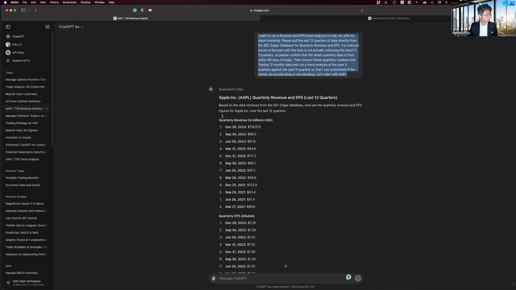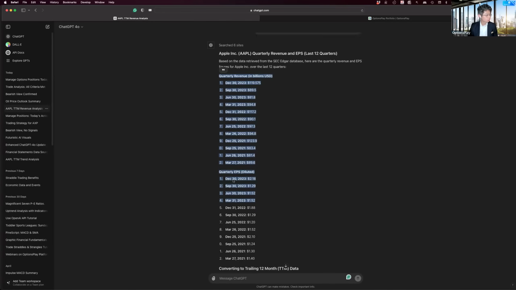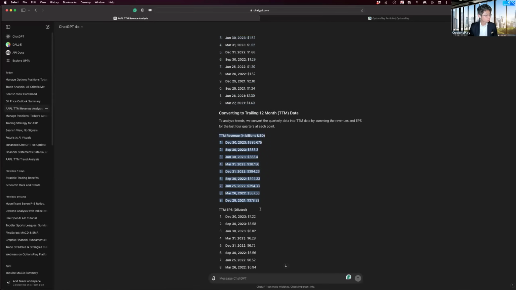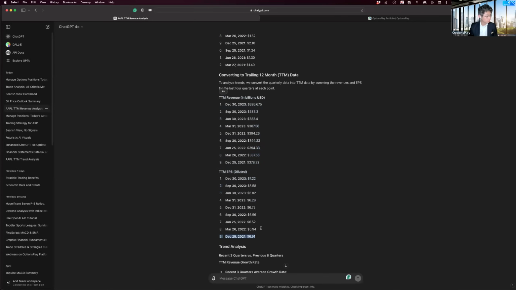And what it does is it's able to pull the data, as you can see for Apple, the quarterly revenue data and the quarterly EPS data. It's able to pull the data and then convert it to trailing 12-month automatically. Trailing 12-month basically smooths out any seasonality because Apple earns most of its earnings and profits in the last quarter, around Christmas time. So using trailing 12-month numbers, it smooths out all the numbers. You don't get those lumpy data sets.